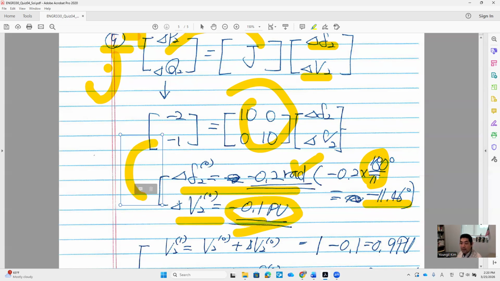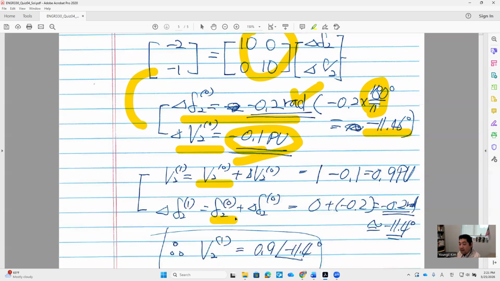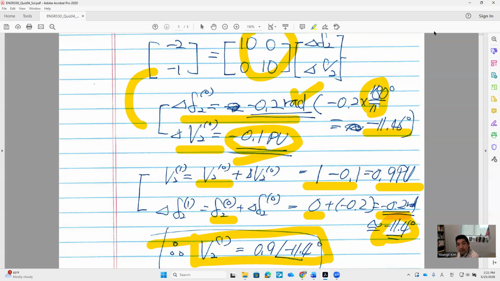So finally, from the initial V sub 2 and delta 2, the angle and amplitude at bus 2, we just have 1 minus 0.1 and 0 minus 0.2 radian, and also we can transform this to degrees, minus 11.4 degrees. So finally, V sub 2 after the first iteration, 0.9 minus 11.4. Okay. All right. Thank you.